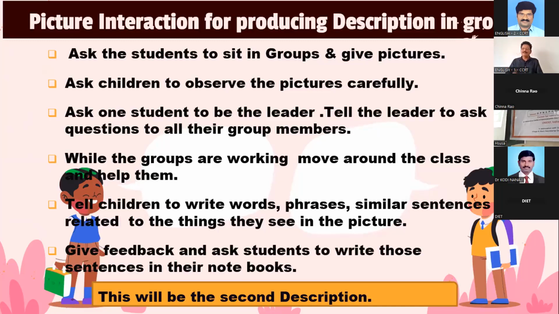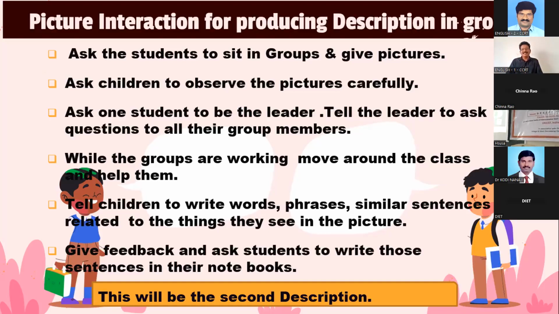Okay. So once the children have written, the children will give presentations. While children are giving presentations, the teacher has to give feedback, and after that, ask the students to write those sentences in their notebooks. This is the entire process we follow. And in this group, you will get one more description. This is what we call the second description.